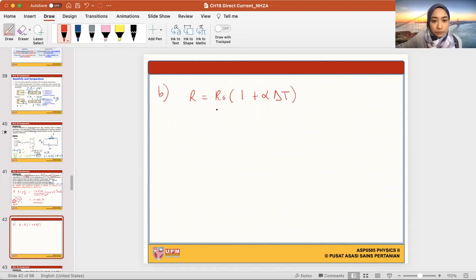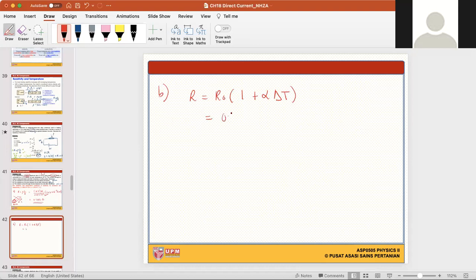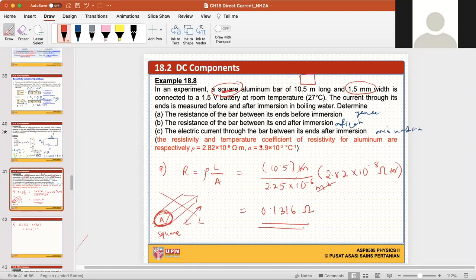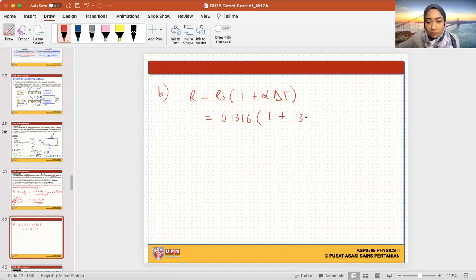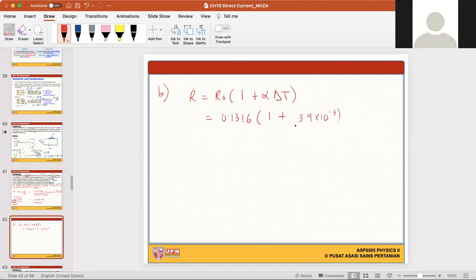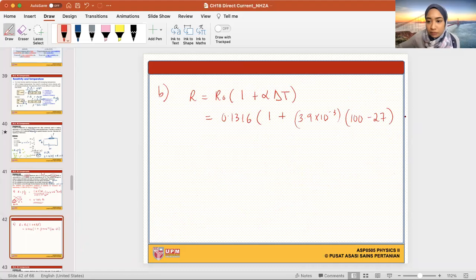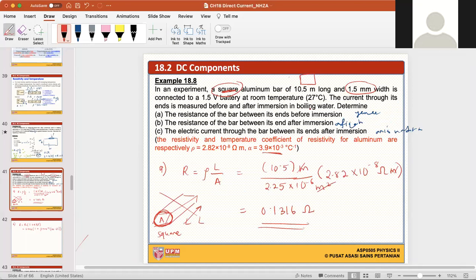So R naught I use again is the answer just now, 0.1316, times 1 plus alpha, which is 3.9 times 10 to the minus 3, times delta T. Delta T is 100 minus 27 because it's a boiling point. It says boiling point, so that's why you use 100. Okay, so I got the answer.